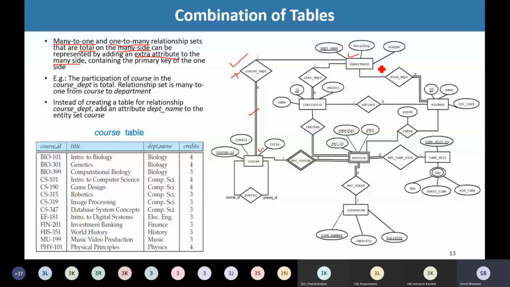But in addition, as every course is associated with a single department, only one department, because it is the one side, and it is total participation, meaning every course must participate in this relationship, every course must be associated with one department. That is why we can omit this relationship's table, and instead the primary key of department can be added in the course table itself. Is that correct?